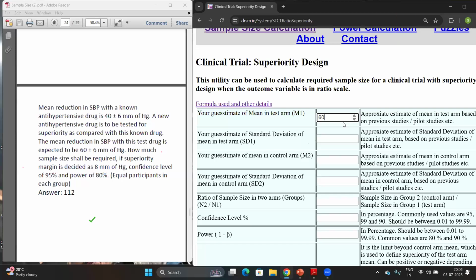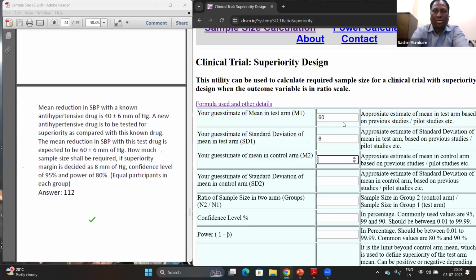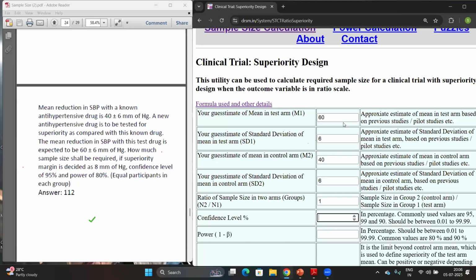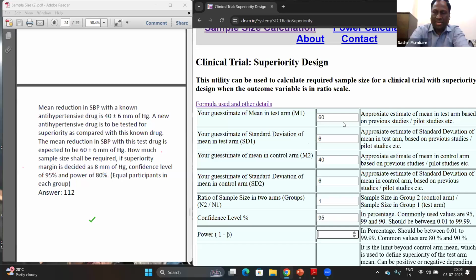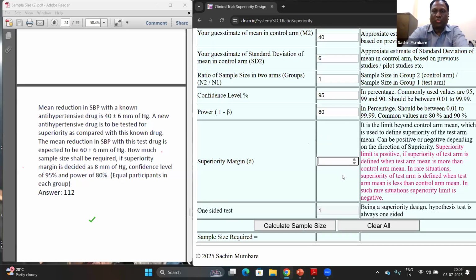Standard deviation is 6. Control arm, which is the known drug, is 40, standard deviation 6. Ratio of sample sizes is 1. Confidence level 95, power 80%. Superiority margin is 8. Always it is a one-sided test.